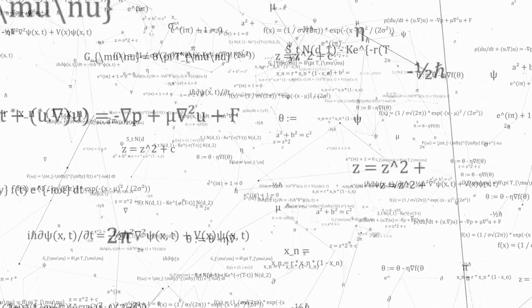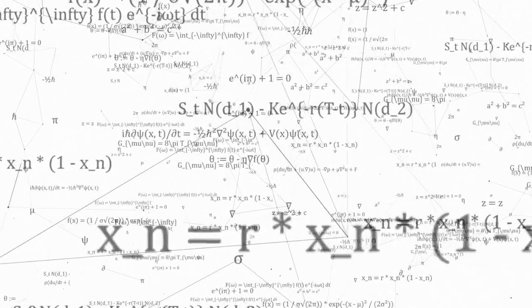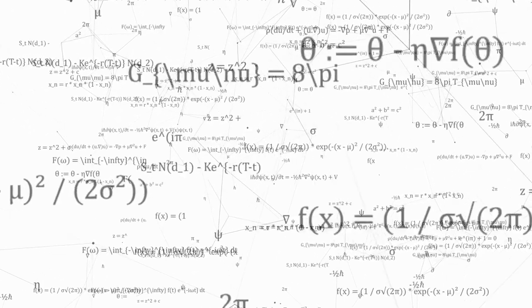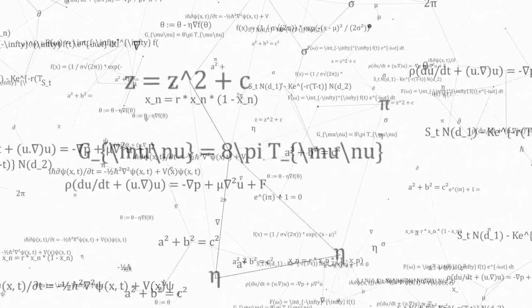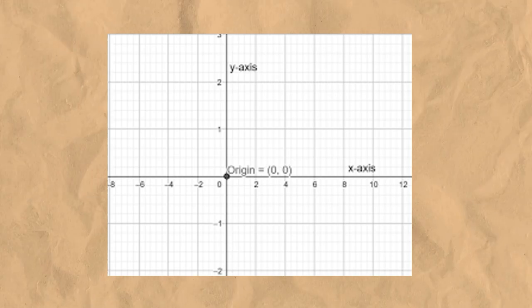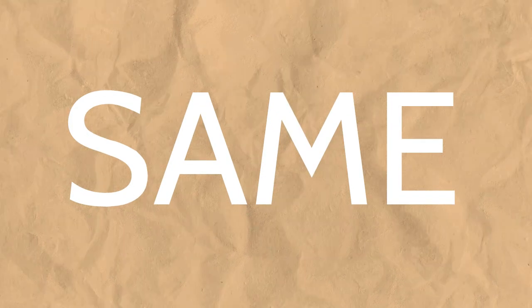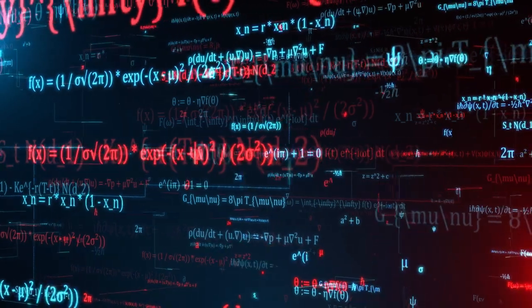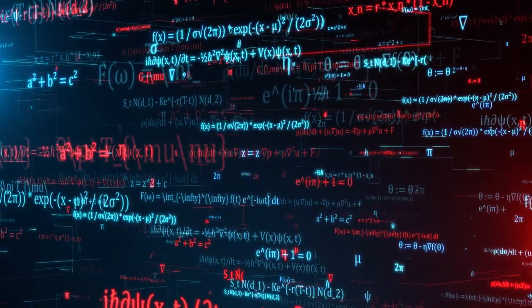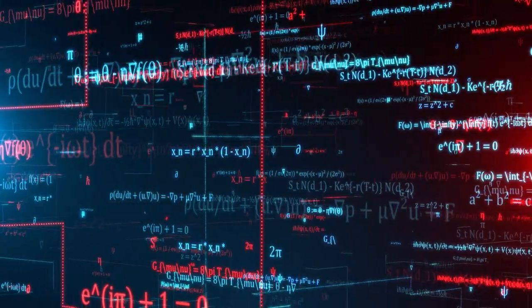Now, let's talk about why e is the superstar of calculus. The function e to the power x has a unique property. Its derivative is the same as the function itself. That means if you plot y equals e to the power x on a graph, the slope of the tangent line at any point is exactly the y value at that point. This self-replicating nature makes e incredibly powerful in differential equations and mathematical modeling.